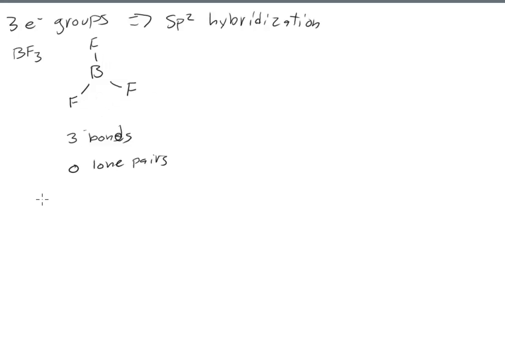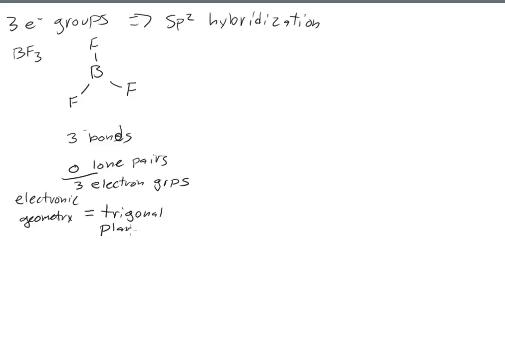And so the electronic geometry, and if we add these up we get 3 electron groups. So the electronic geometry then is trigonal planar. That's the electronic geometry.